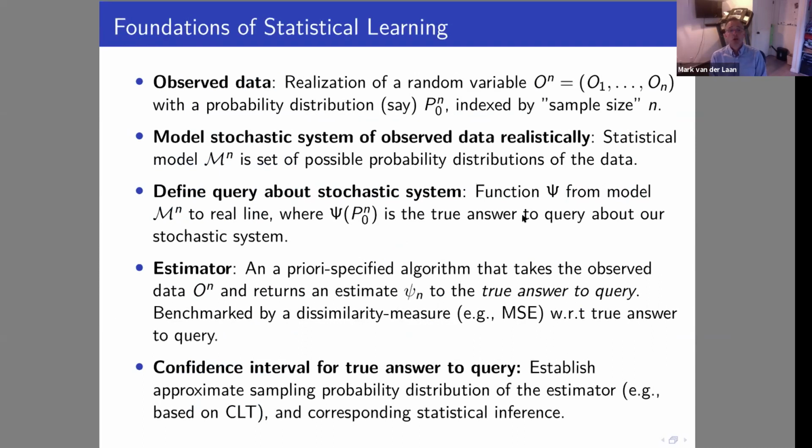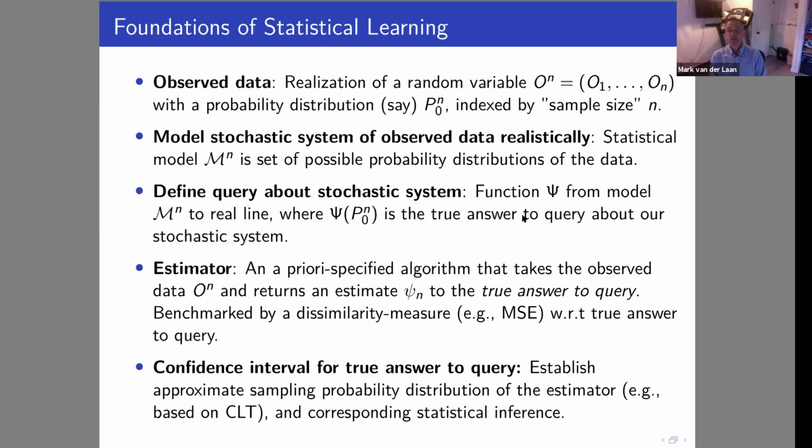Then we need to agree on what we know about the likelihood of the data, what we know about the probability density of the data. That's called a statistical model. And we want to do that in a realistic way so that the true data distribution is still included, so it satisfies these assumptions. We then need to define a query about our data distribution, and we call that mapping psi.